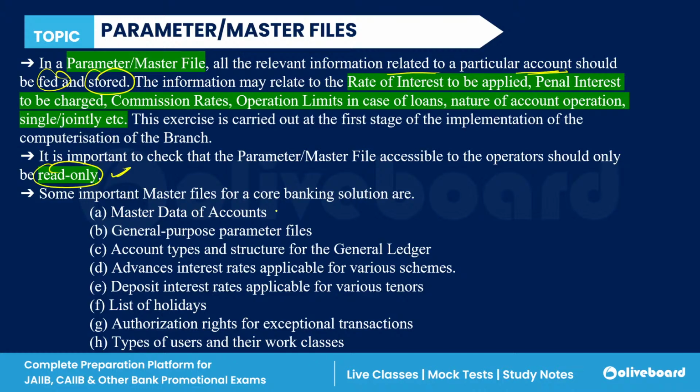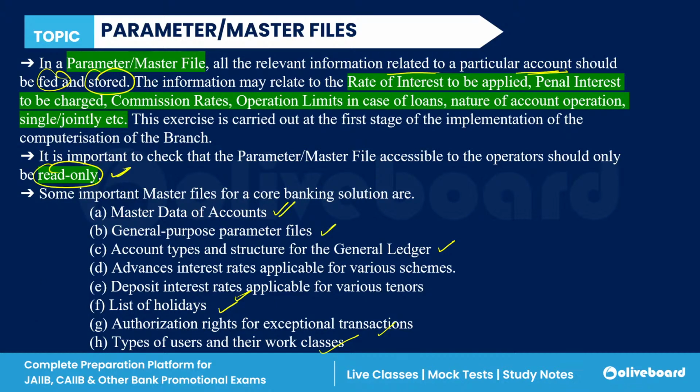First, you have to create a master data for accounts, which contain the complete information of each and every customer, right? There is a general purpose parameter file. There is an account type and structure for the general ledger. There are advanced interest rates applicable for various schemes. There are deposit interest rates, a list of holidays, authorization rights for exceptional transactions, and the type of users and their work class. So these are the parameters or the master files which you have to create when you are working in the core banking solution. These are the master files.